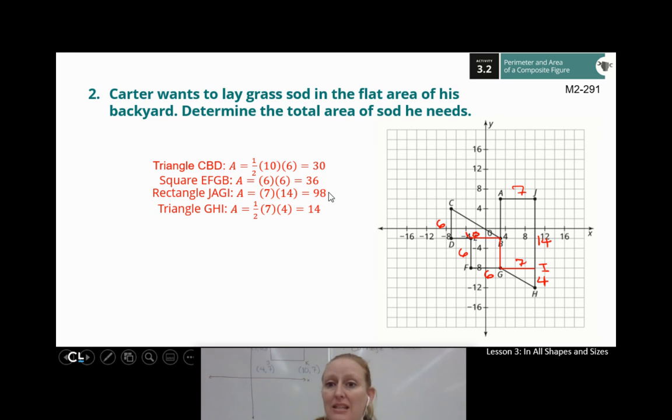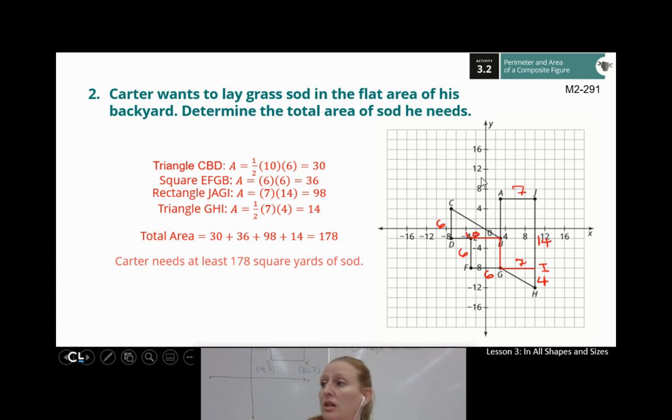And I'm just going to add these all back together again. 30 plus 36 plus 98 plus 14. And it turns out the total area is 178. Let's make sure we answer the question. Determine the total area of sod he needs. Well, we said this was in square yards. So it looks like Carter needs at least 178 square yards of sod. You might want to get a little extra just to make sure. I'm just saying.